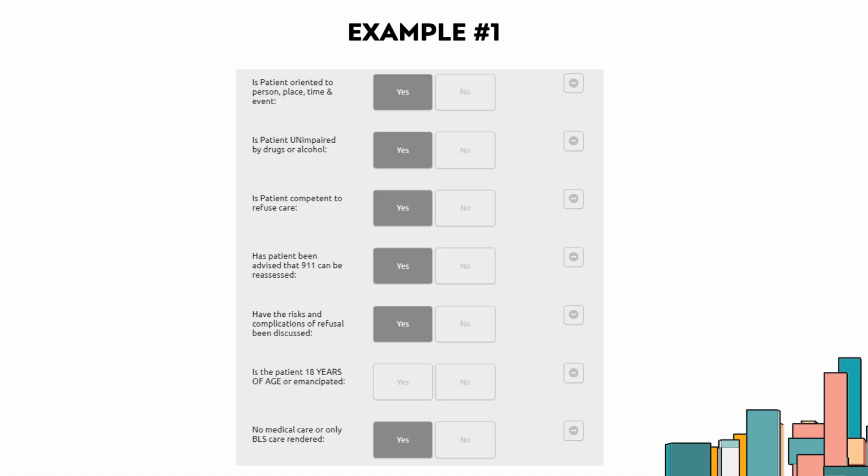They failed to select if the patient was 18 years of age or not. This does not have any weight on whether or not it was appropriate to sign the patient off, so please make sure you check the box whether they are or not over age of 18.